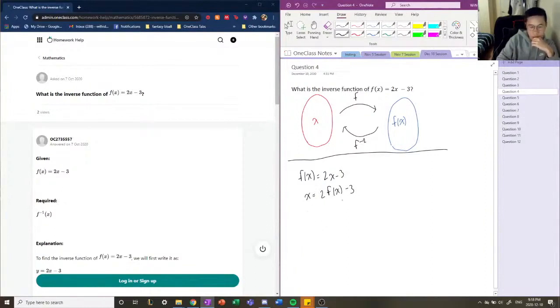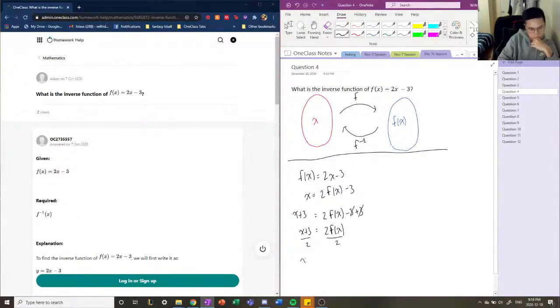We're going to add 3 to both sides. So x plus 3 equals 2 f of x minus 3 plus 3. Let's cancel out here, and we're left with x plus 3 equals 2 times f of x. Then we want to get rid of this 2, so we're going to divide both sides by 2.